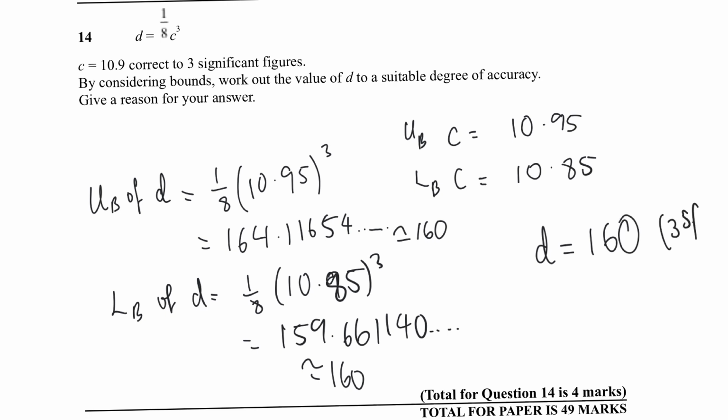3 significant figures. So as this is the upper bound and lower bound rounded to 3 significant figures, I think that's a very suitable answer for that.